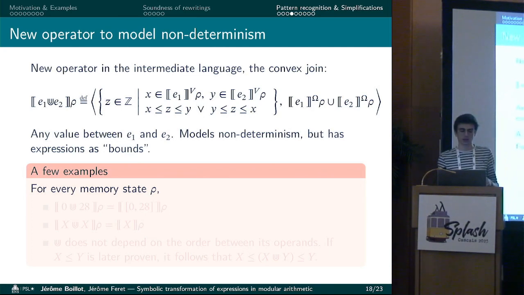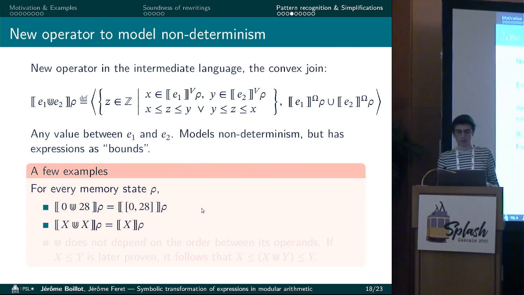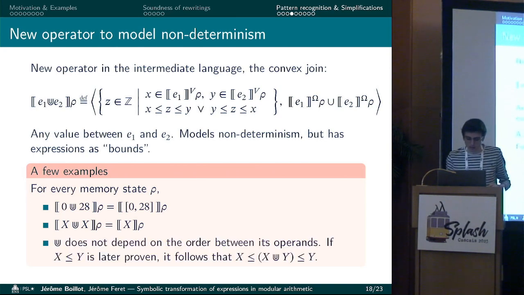So let's see a few examples. 0 convex join 28 is just any value between 0 and 28, so the interval 0, 28. x convex join x is just the value of x. We don't lose the information of x. And the convex join does not depend, as I said just before, on the order between its operands. So if x less or equal than y is proved later, it follows that x is less or equal than x convex join y, and that is less or equal than y.